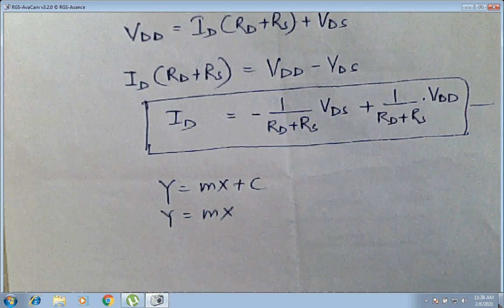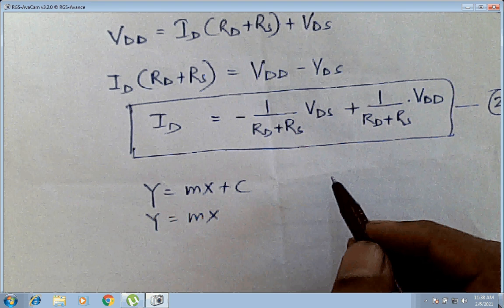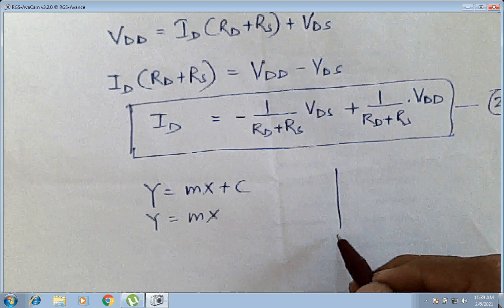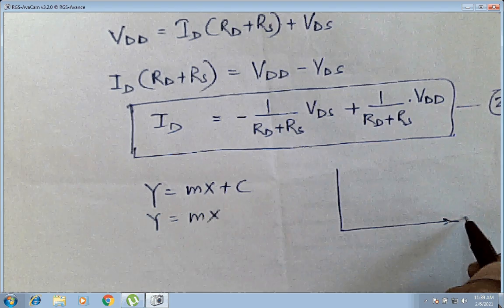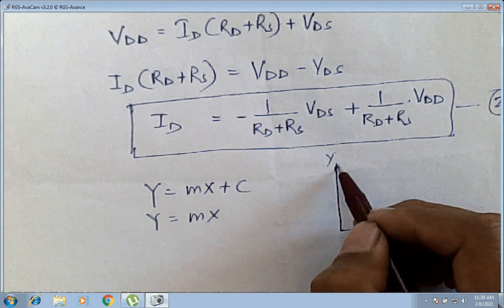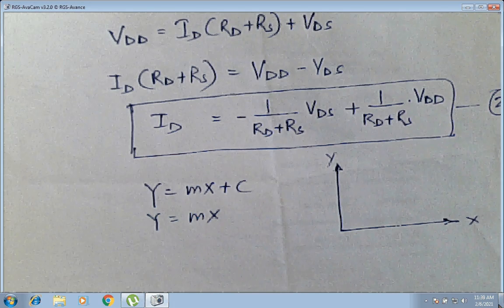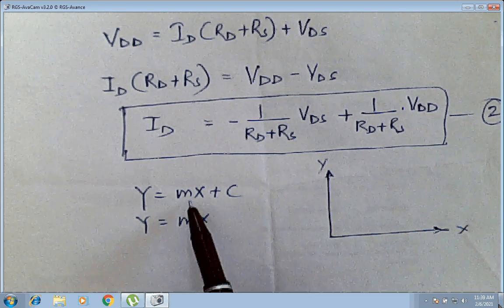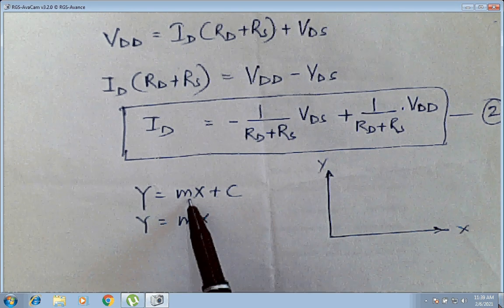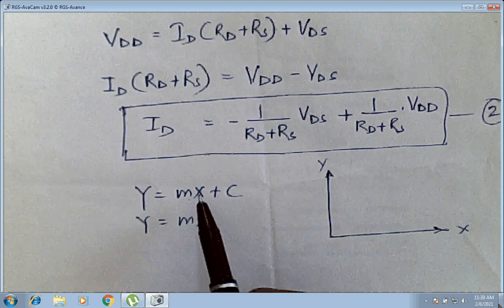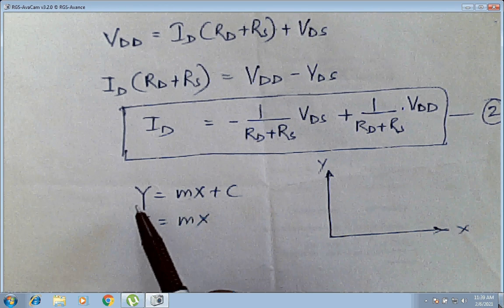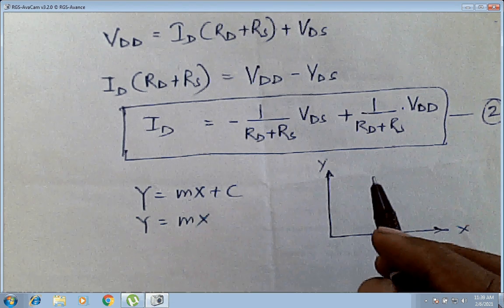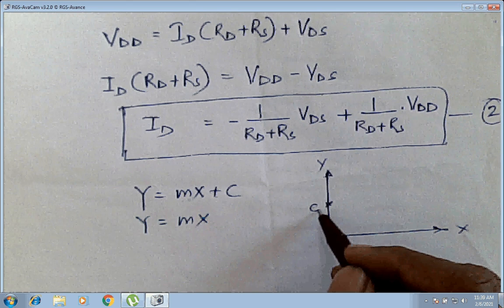So if I want to plot this, it will be somewhat like this. Let us take x coordinate and y coordinate. So these are the two coordinates. If I want to plot y is equal to mx plus c, taking m as positive, then what will you get? If x is equal to 0, then y is equal to c, and that is positive. So somewhere here is the point. Let us say this is the c point.